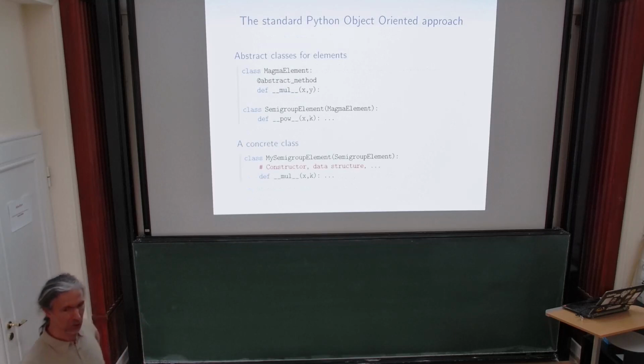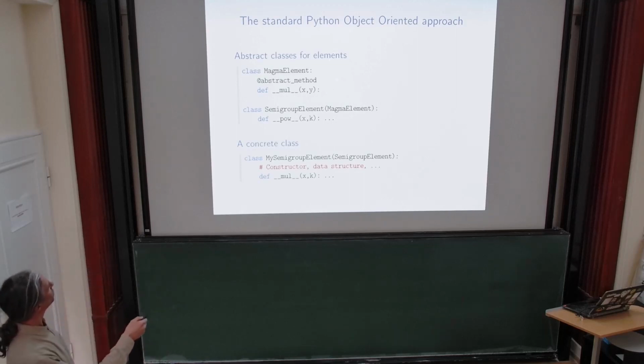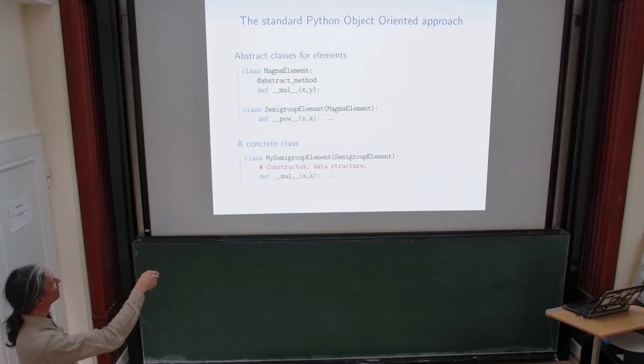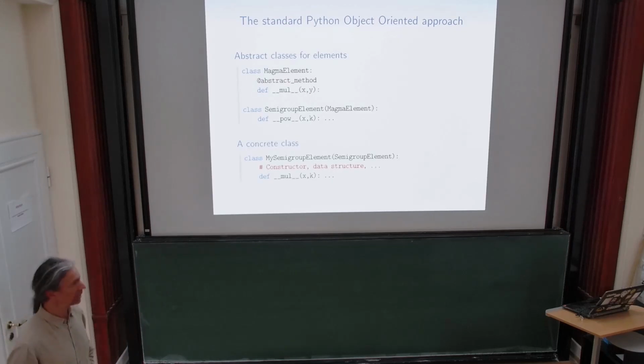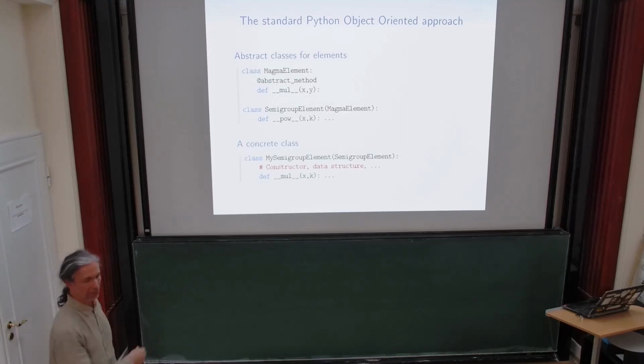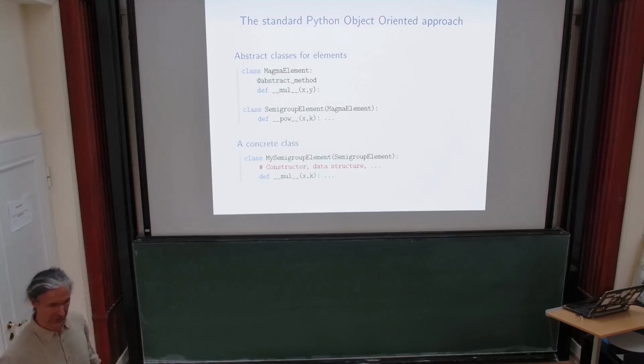So let's see what the code looks like in Python. Let's first try to do it the most Pythonic way. We want to compute with elements of a magma, and so an element of a magma must have a method, and it's an abstract method at this level. There must be a multiplication defined, and then if you are in a semigroup, then an element of a semigroup is an element of a magma. In addition, you have a powering operation that you get for free.